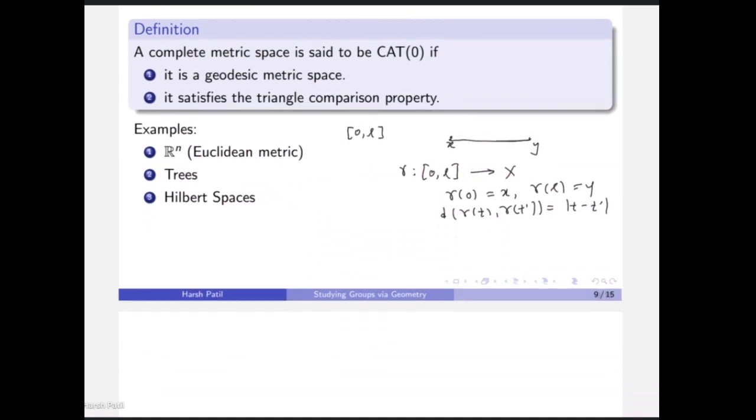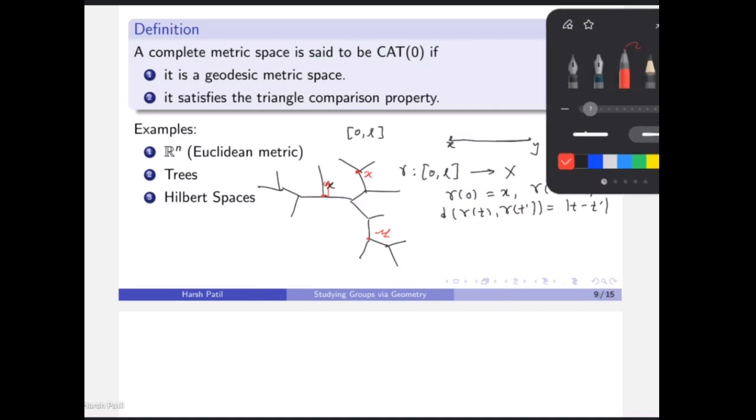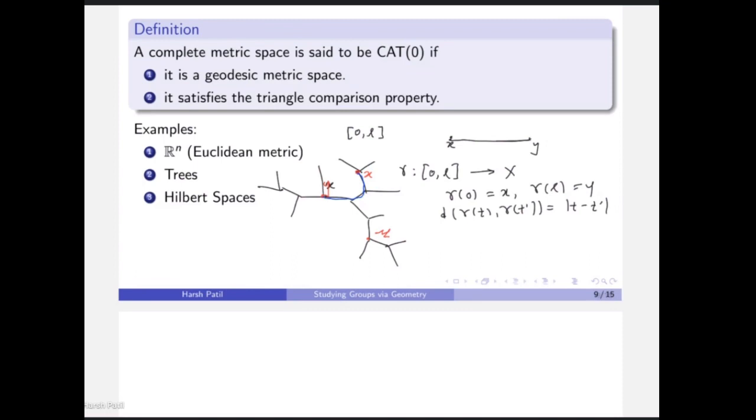Trees will satisfy the CAT(0) triangle comparison property, because in a tree any triangle will be degenerate. If you have three points x, y, and z in a tree, finite or infinite, the triangle between these three looks like a tripod. There's a center point, and you have three segments coming off of it.